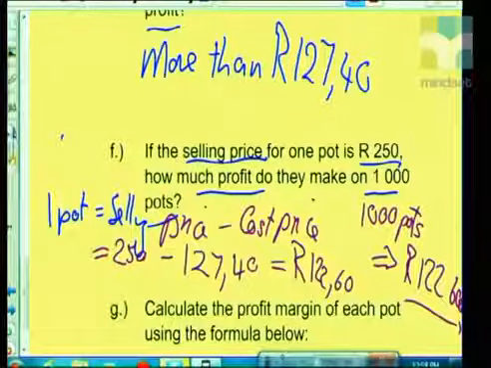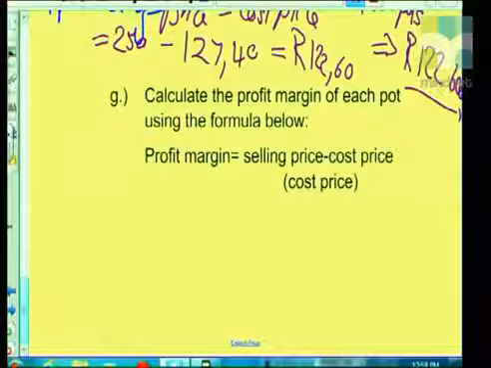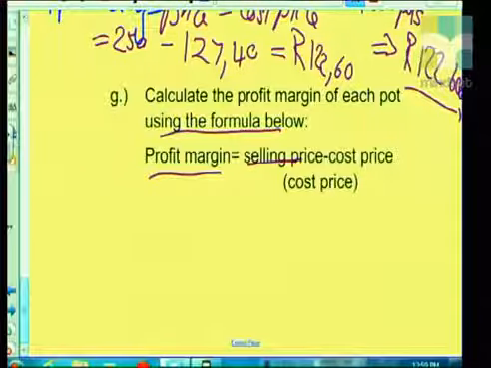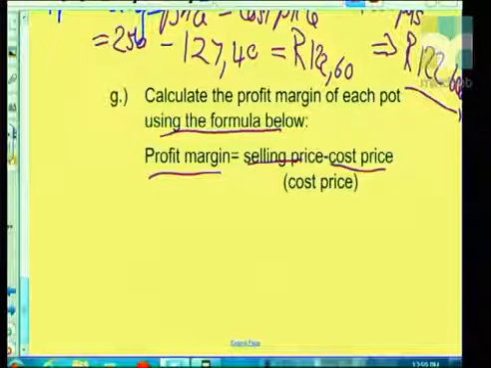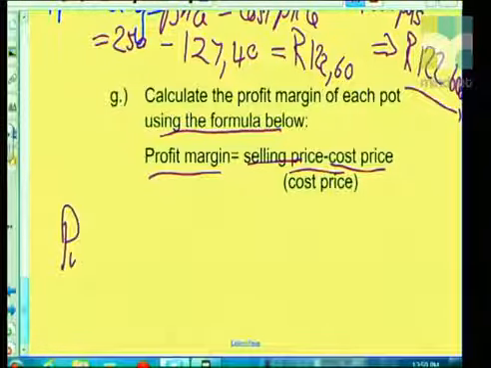So let's move this and let's see the last question. Calculate the profit margin of each pot using the formula. Profit is going to be the selling price minus the cost price, divided by the cost price. So I think we've got all of that. Let's make sure that we've written it down, and we've got profit margin.